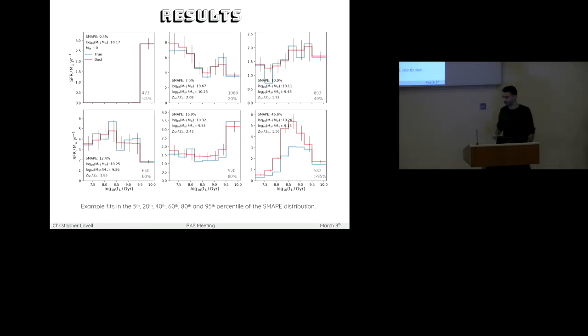Just to give you an idea of what we're actually doing here, here are some example star formation histories and our predictions for them. Each of these plots shows log look-back time along the x-axis and the star formation rate as a function of that look-back time. The blue here is the true star formation history, using the Illustris simulation, and the red is our prediction. These go from our best predictions over here to some of the worst predictions in our model.